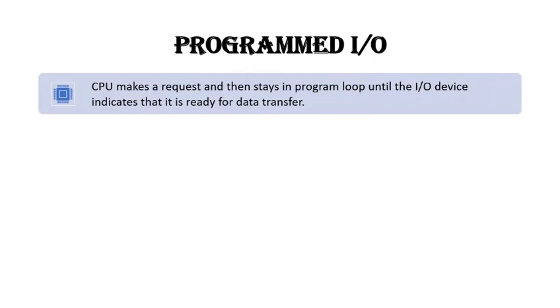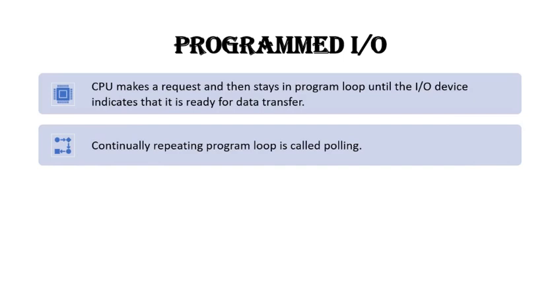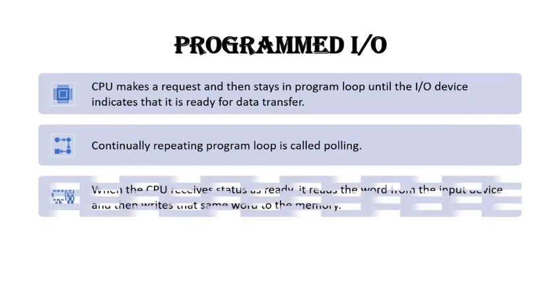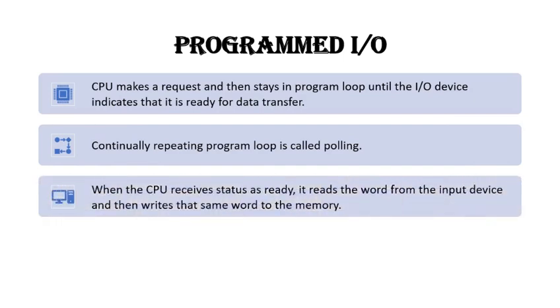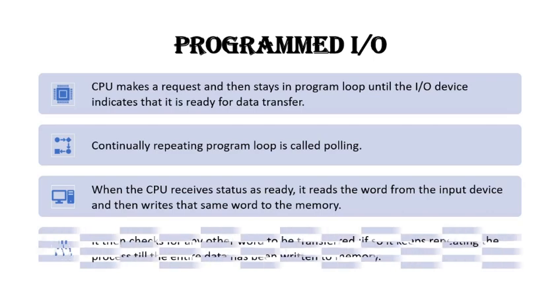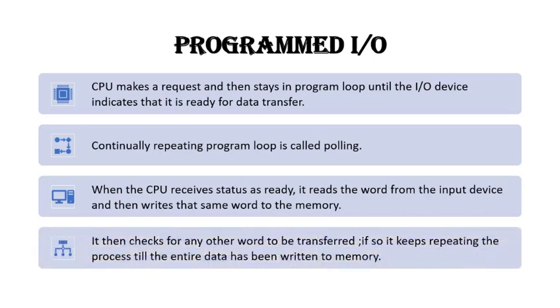So in programmed I/O, the CPU makes a request to the I/O module and then stays in a program loop until the I/O device indicates that it is ready for data transfer. This continually repeating program loop is known as polling. When the CPU receives the status as ready, it reads the word from the I/O module and then writes that same word to the memory. It then checks for any other word to be transferred and keeps on repeating the entire process till the entire data has been transferred to memory.